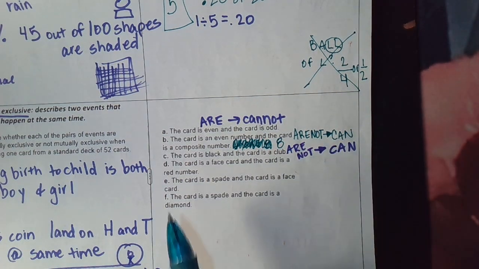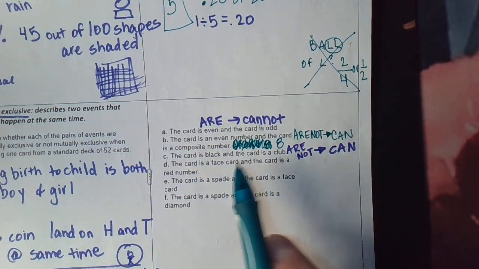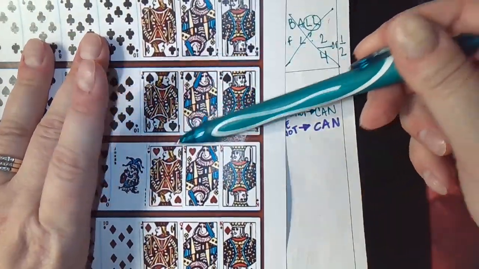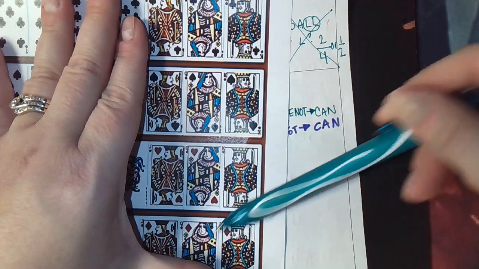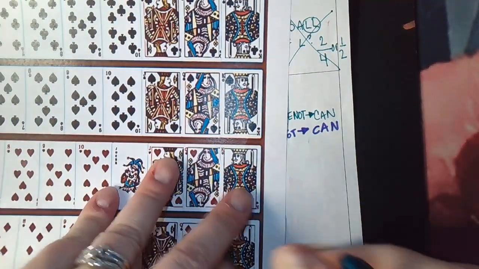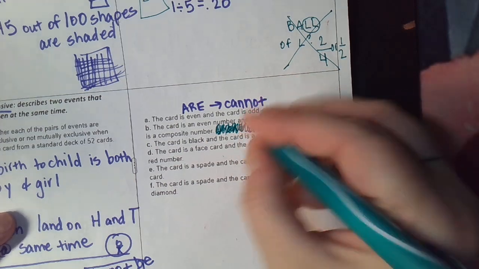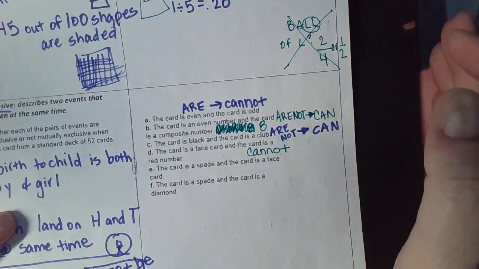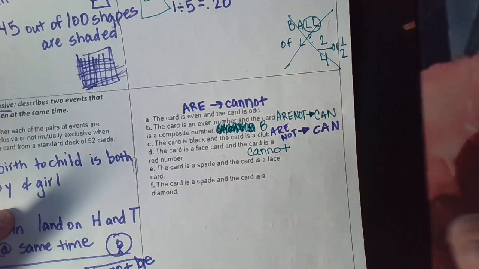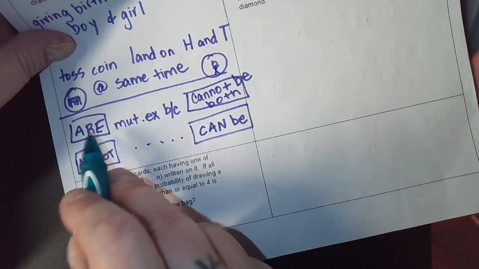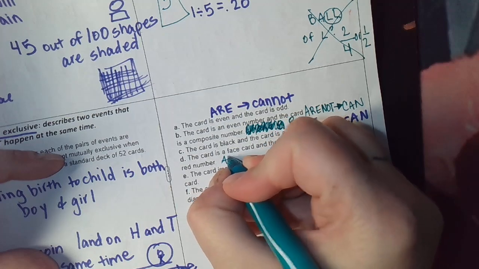Okay, let's look at the next one. The card is a face and a red number. Well, let's see here. Here are the faces, and I don't see any numbers. I see red, but I don't see numbers. So these cannot happen at the same time, the face card and a red number. So since they cannot happen at the same time, we're going to choose they are mutually exclusive.